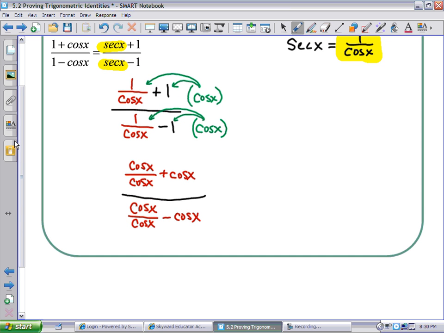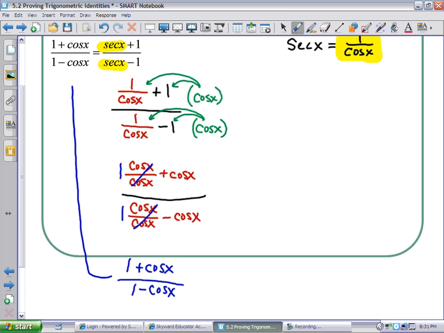Well, if I replace cosine x over cosine x with 1 and cosine x over cosine x with 1, I'm going to get 1 plus cosine x over 1 minus cosine x, which was what we were trying to prove from our beginning equation.